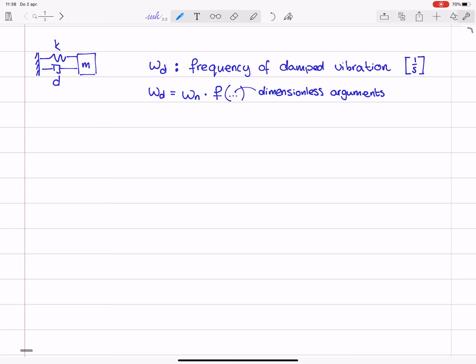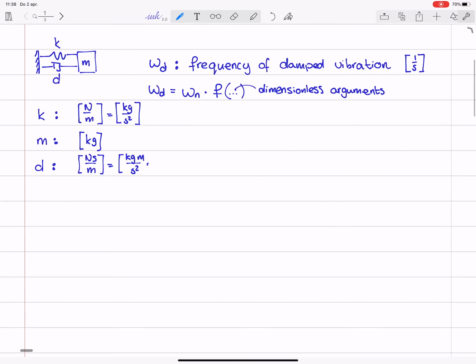So let's have a look at the units again. So k was in Newton per meter, and we discovered that that was equal to kilograms per second squared. The mass was in kilograms, and the damping coefficient d, the units of it are newtons seconds per meter. All right, so newtons are again kilos meters per second squared, and then times second over meters. So this is kilos per second.